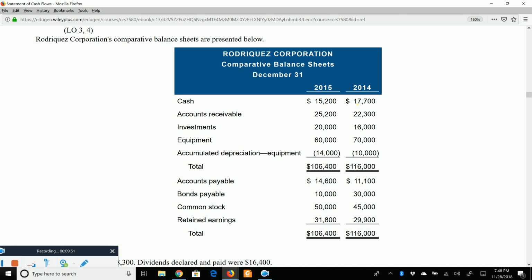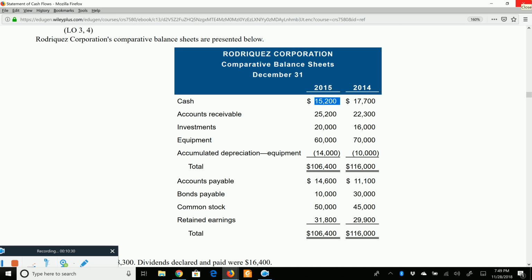So what has happened to the cash balance? It actually decreased. It went from $17,700 to $15,200. It decreased $2,500. And our objective on the cash flow statement is to explain how the cash decreased $2,500. Now it's gone up and down over the year. I mean, if you think about your own personal checking account, think about all the ins and the outs for the year. All right, we had a beginning balance at January 1st at the beginning of the year, and at December 31st you have an ending balance.